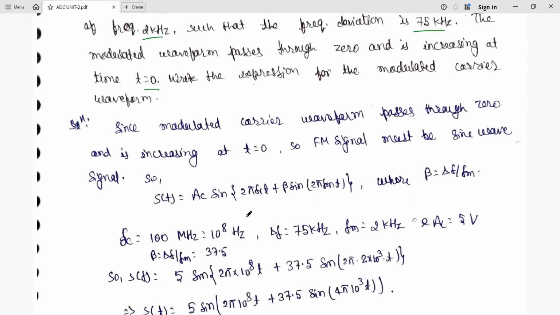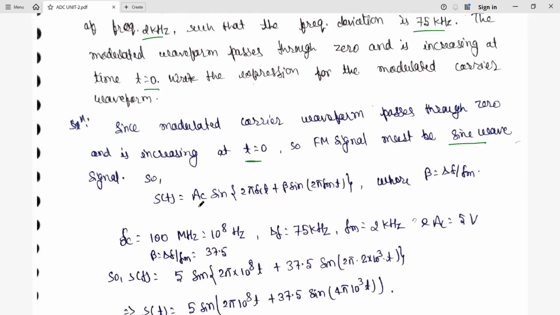Okay, so what is given? It is going to pass through zero and increasing, where? At t equal to 0. So t equal to 0 means it is the sine waveform. Otherwise, 1 means cos. So it is the sine waveform, so it is written as Ac sin(2 pi fc t + beta sin 2 pi fm t).